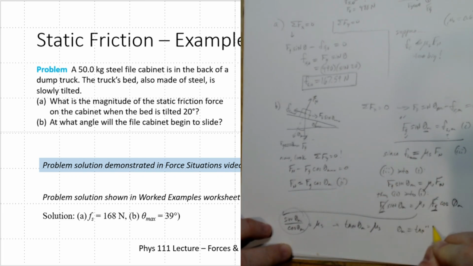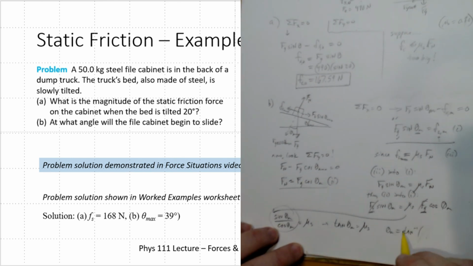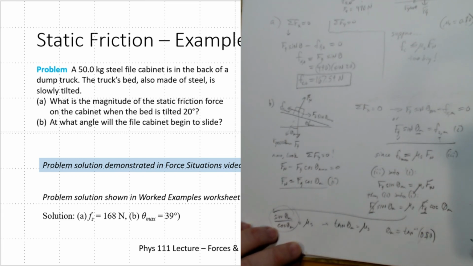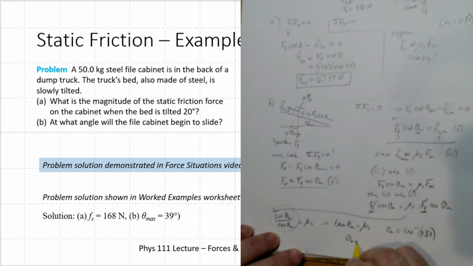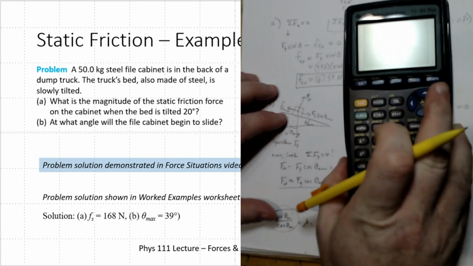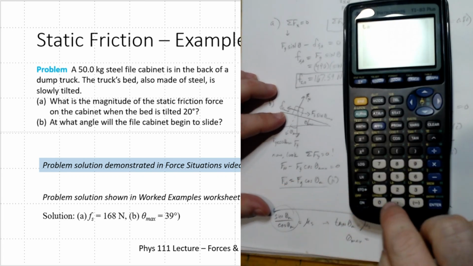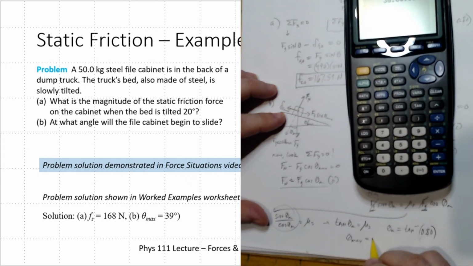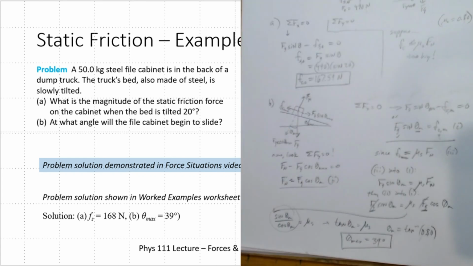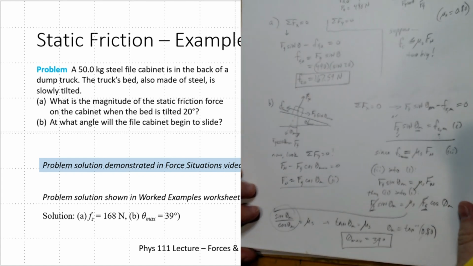Inverse tangent of mu sub s, which is less than 1, which is really what you want anyway for that. So we get tangent inverse, and this should be 0.80. I know I said 0.60 earlier, but I misspoke. That's 0.80. Theta max is, let's do the calculation, tangent inverse of 0.80, 38.65 degrees, or 39 degrees. And that's how you look at this type of problem.